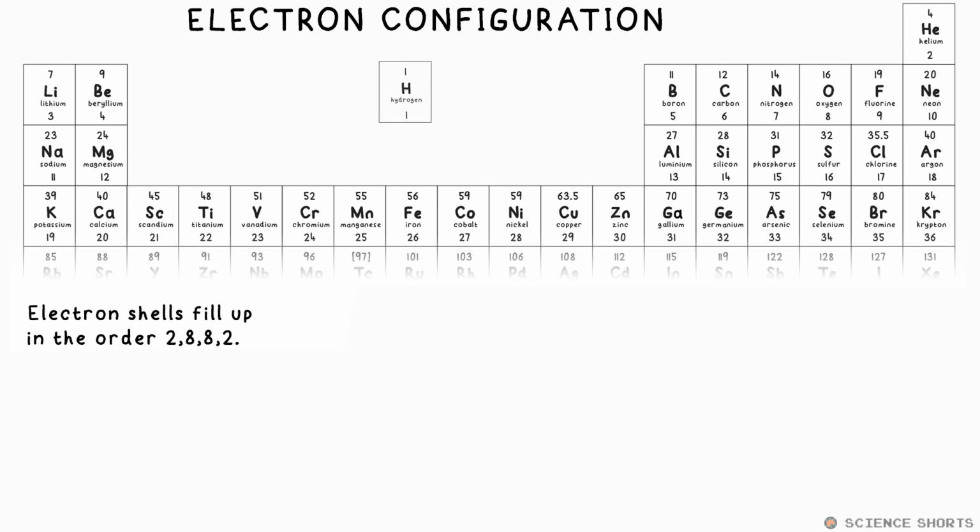Let's go. Electrons exist in shells around the nucleus. The shells fill up from the inside with a maximum of 2 electrons on the first shell, 8 on the second and 8 on the third shell, then we only go to 2 on the fourth shell. That's 20 electrons altogether, which brings us to a calcium atom.